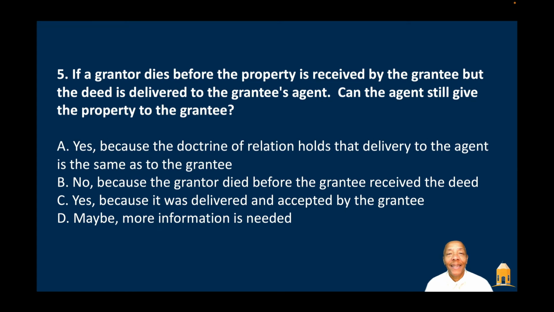I like A. Doctrine of relation back says delivery to the grantee's agent is the same as delivery to the grantee. And so if that grantor dies after delivery to the agent, then of course that agent can go ahead and deliver it to the grantee because it is one and the same.